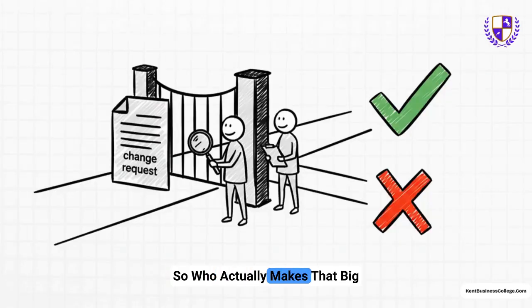So, who actually makes that big approve or reject decision? Well, a lot of the time, it's a group called the Change Control Board, or CCB for short. Think of them as the project's gatekeepers. They're a designated group of key stakeholders who look at that impact analysis and decide if a change is actually good for the project or if it's just a distraction.